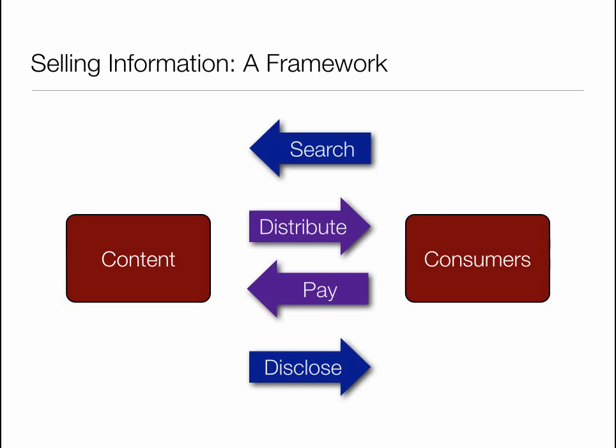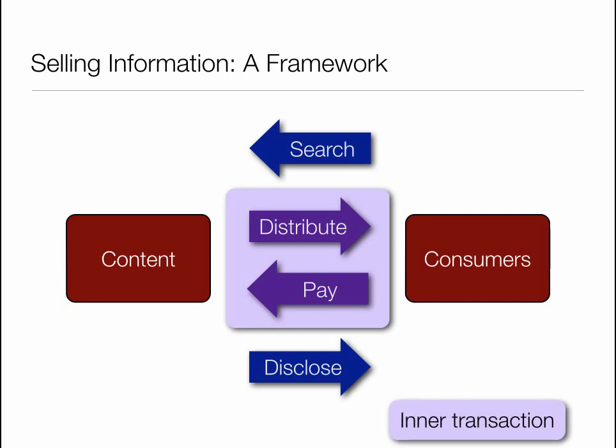The second part is once you've got a match, once the consumers have found your content and you've disclosed enough that they're interested, then you have to do something more straightforward economically. You want to distribute the content to the consumers and have them pay to receive it. We call this part the inner transaction. This is the way we look at most economic transactions, consumers and their suppliers, and we think about goods and services being distributed to them and consumers paying for it. And a lot of economics is about that.